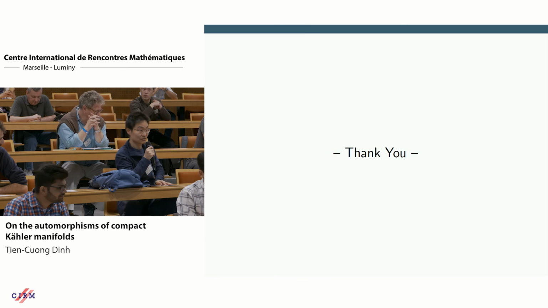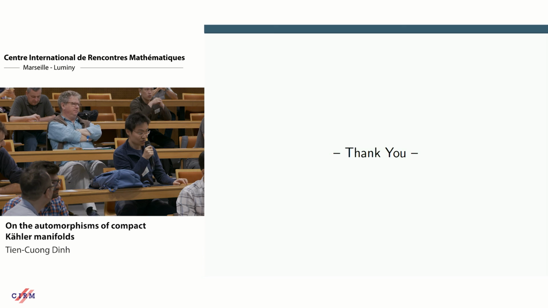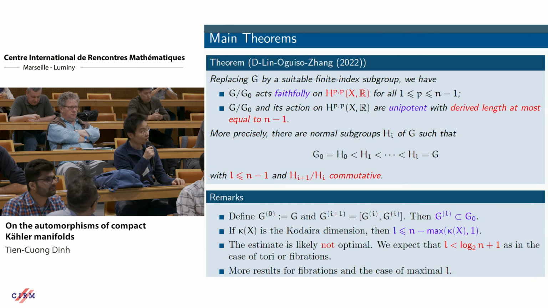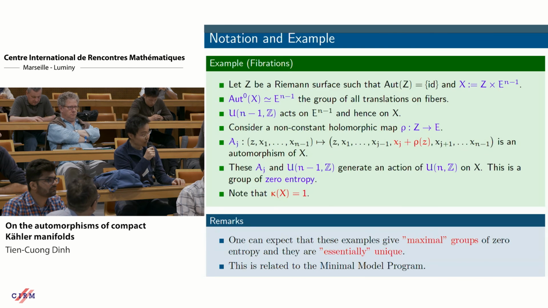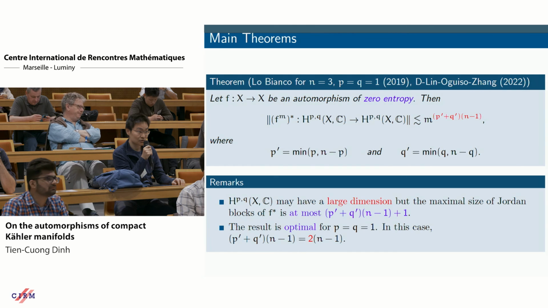I have a question about the result with Ogiso, Lin, and Zhang, when you have an automorphism of zero entropy, then you consider the growth rate of this automorphism acting on HPP. You said that it grows like n to the p prime plus q prime times n minus 1, something like that. And then you said that it is optimal in the case when p equals q equals 1. So I'm wondering, what about the other cases?